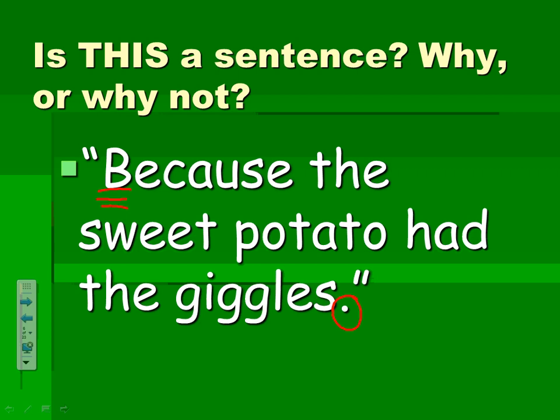Then we ask ourselves, all right, it does have a subject. It's about the potato, and the potato is doing something. We're saying something about it. Be careful with this. The potato is not giggling. It says the potato had. So we do have a subject and a predicate or a verb. So what's the problem here?